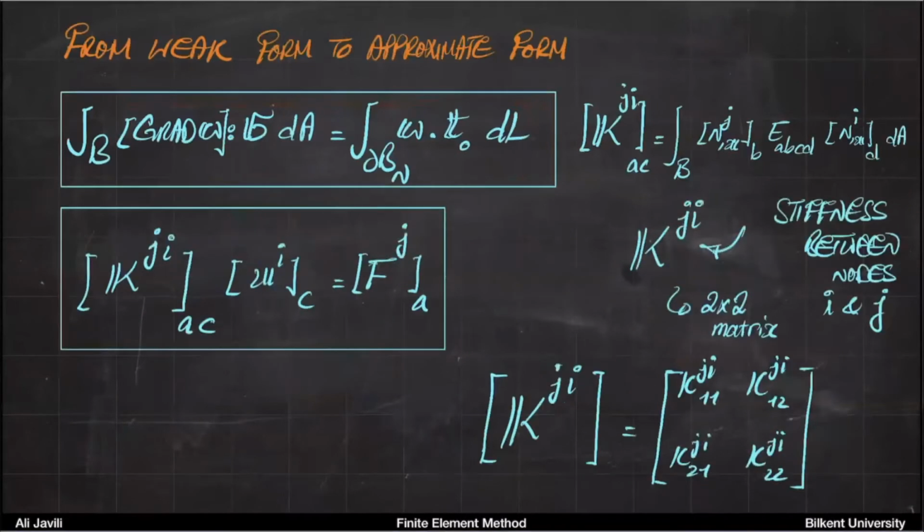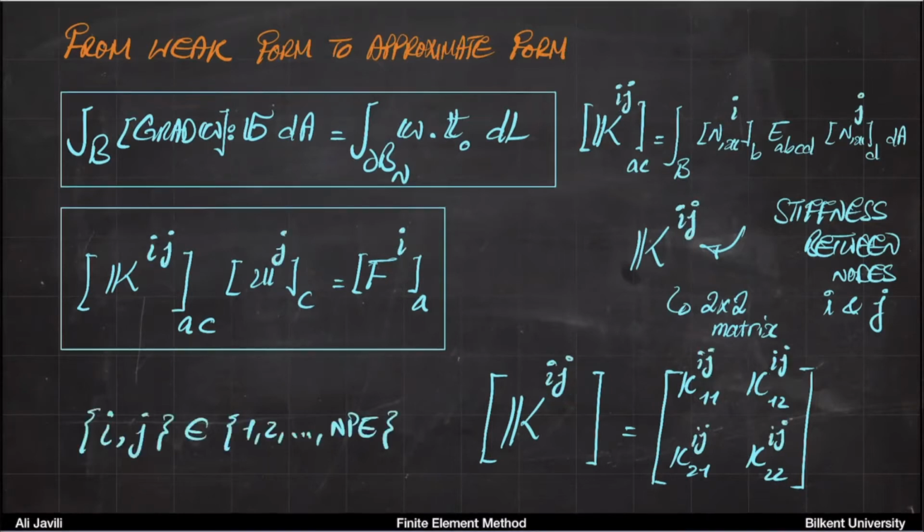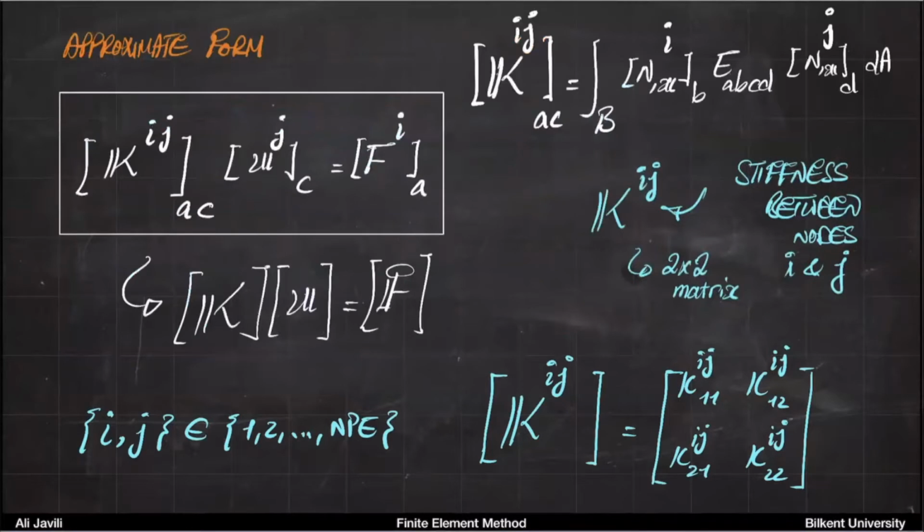So this is what we discussed in the previous lecture. All right, so this is our weak form, basically. And now this is kind of our approximate form. But this approximate form is not exactly the familiar form you want. This is the form that we wanted. So basically, it's the same thing.